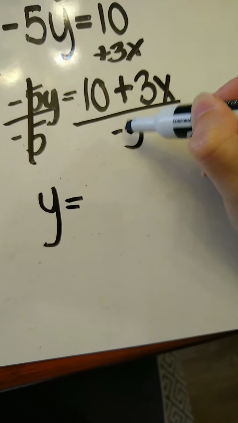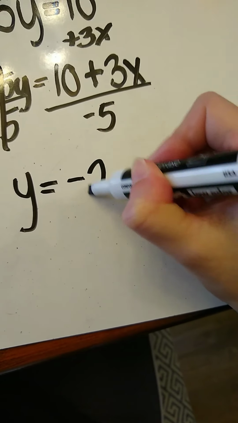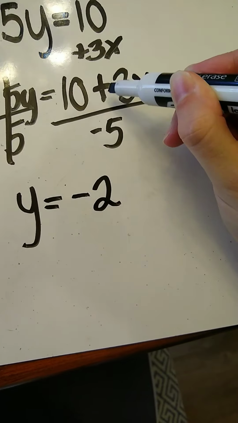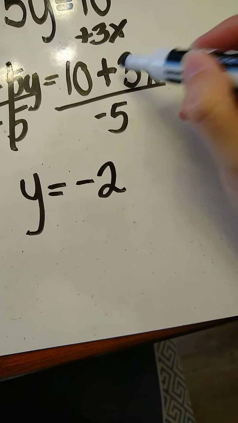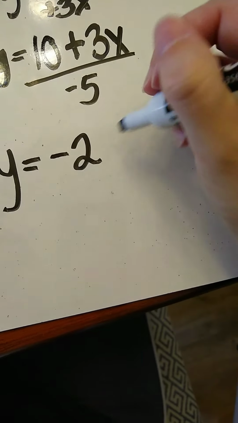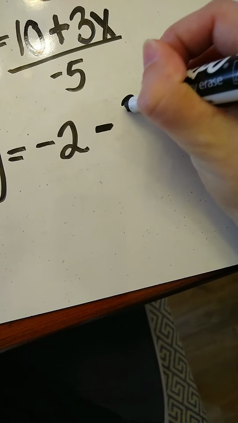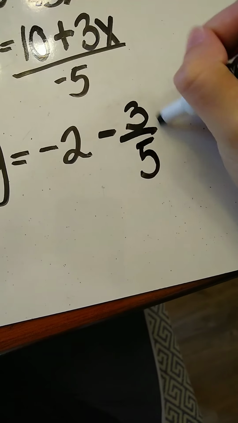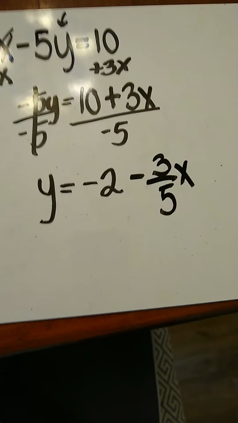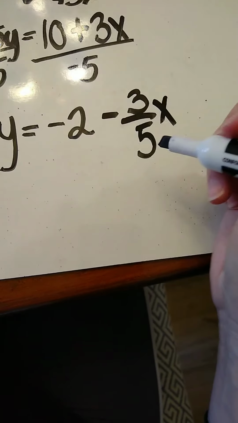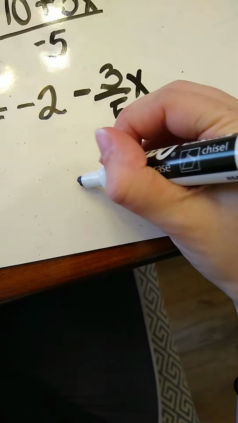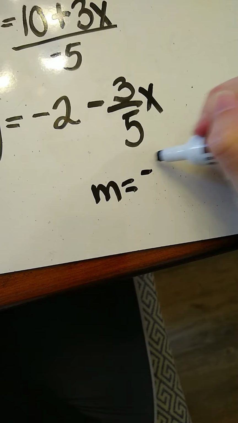So 10 divided by -5 is -2. Positive 3 divided by -5 is a fraction. I know those numbers don't go into each other, so that's just going to be -3/5, keep the x.